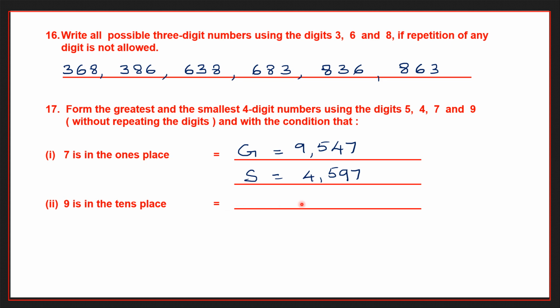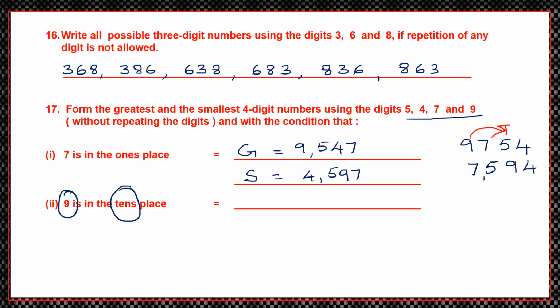So we write the greatest number, smallest number just like this and put 9 in the tens place. So first let's write the greatest number. Now 9, 7, 5, 4. But the question says 9 is in the tens place. So let's look out for the tens place. This is the tens place. That means 9 should come there. So I start my number with 7. Then I go back 5. I put 9 here and I put 4 there. So what's my number? 7,594. So that is my greatest number. Let me write it, 7,594.